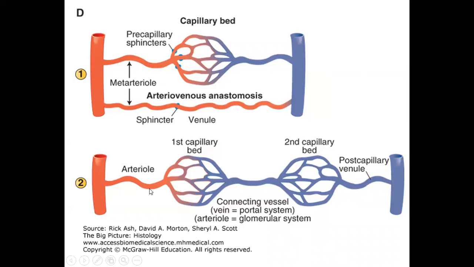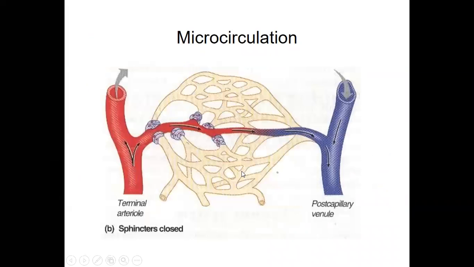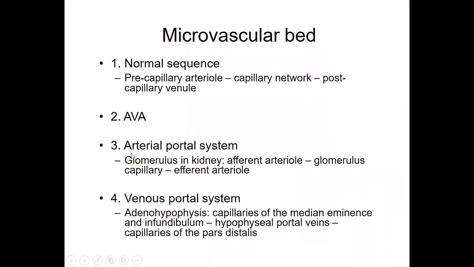Okay, this is the arterial portal system. For the arterial portal system, for example, the glomerulus in the kidney, we have the afferent arteriole, glomerulus, which is a capillary, and then the efferent arteriole. This is the arterial portal system.